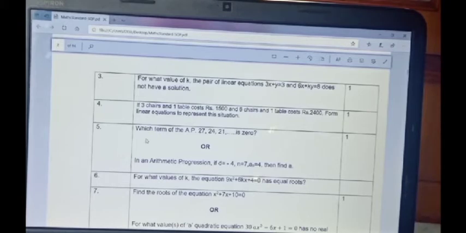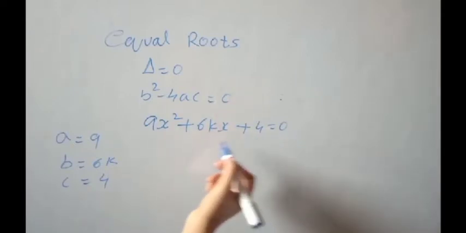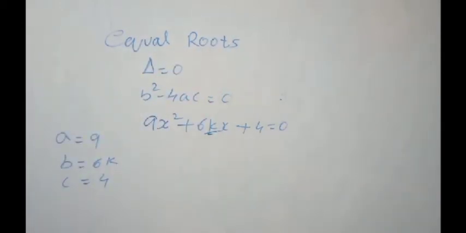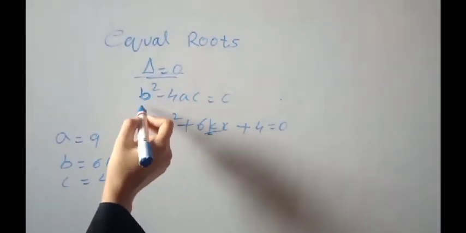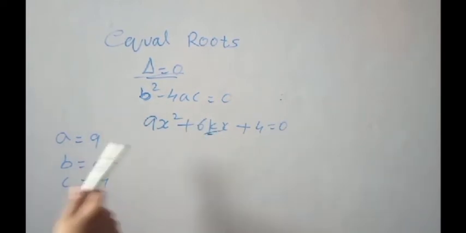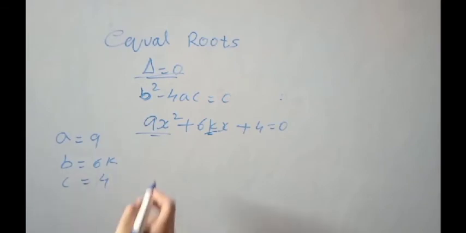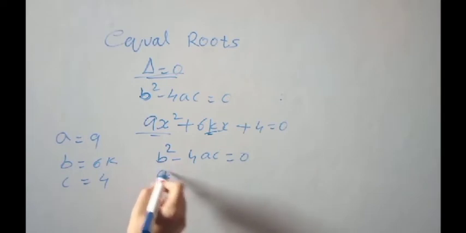For what value of k the equation 9x square plus 6kx plus 4 is equal to 0 has equal roots? Here the condition is given, the roots has equal roots means delta is equal to 0. If delta is equal to 0, b square minus 4ac is also 0. So the given equation is 9x square plus 6kx plus 4 is equal to 0. So according to question, we can take A value is 9, B value is 6k, C value is 4. Because it is in the form of ax square plus bx plus c is equal to 0, just substitute the value of b, a, c.